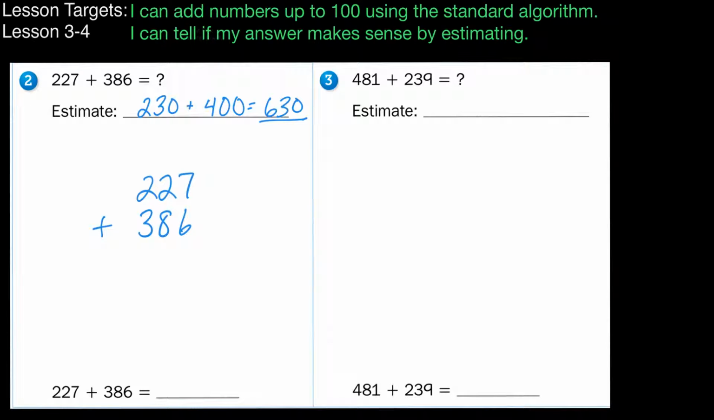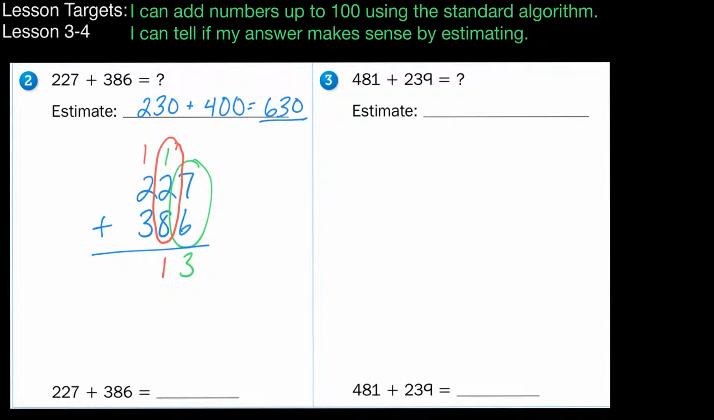Now we're going to add the ones. 6 plus 7 equals 13. Put my group of 10 above the tens and my 1 down in the ones. Next, I'm going to add my tens. 1 plus 2 is 3. 3 plus 8 is 11. So I put my group of 100 in the hundreds. I put my group of 10 down below.